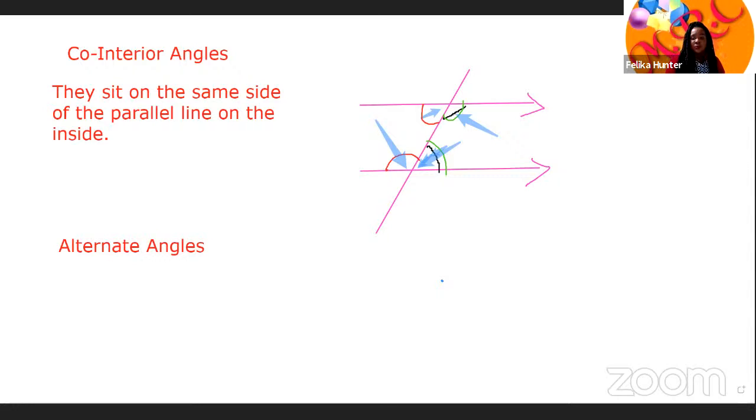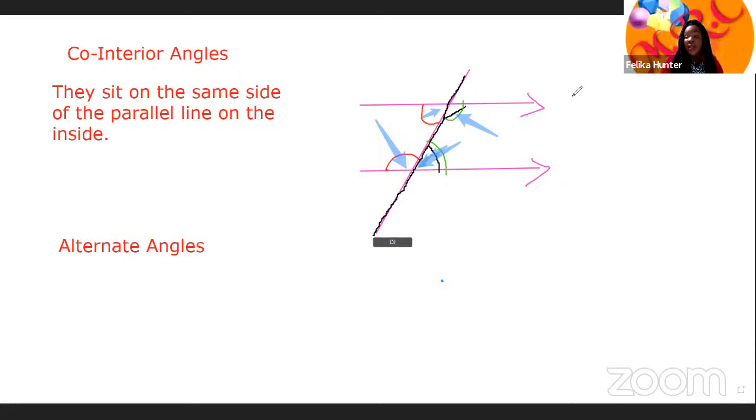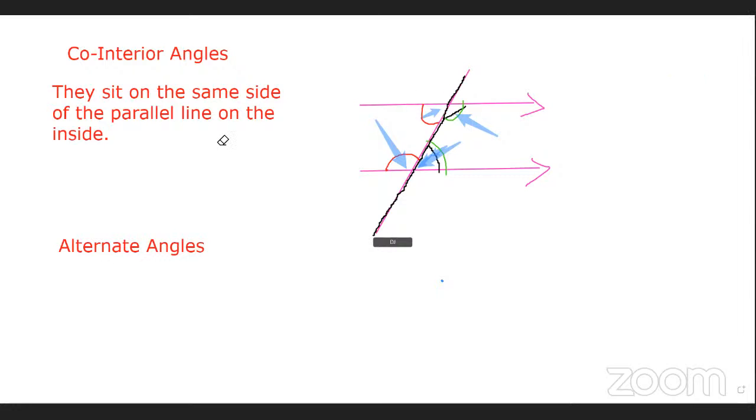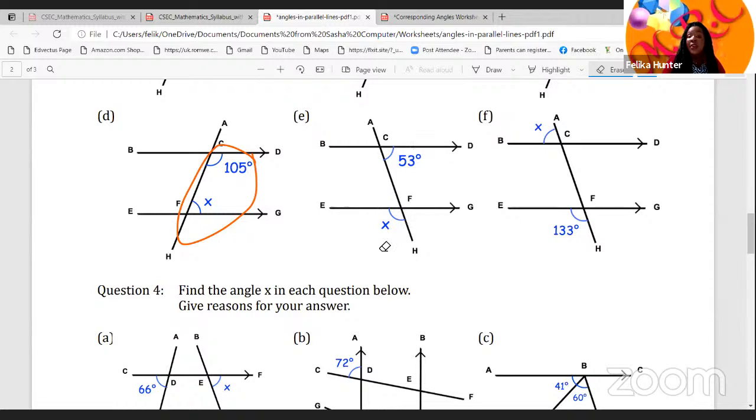Peter, highlight the line that is the transversal. All right, Peter. DJ, highlight the line that is the transversal. Yeah. Go ahead now and highlight it. Okay, thank you, DJ. All right, good. So that's the transversal. So we'll come back here now, and I want you to tell me, are 53 and X co-interior?